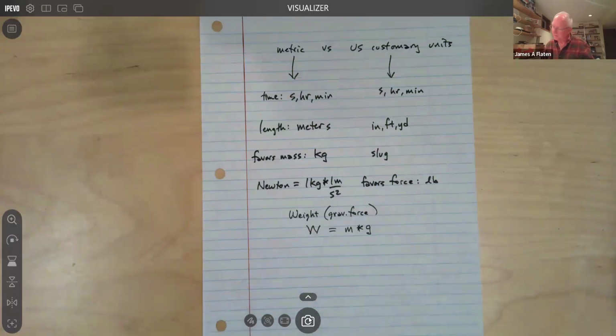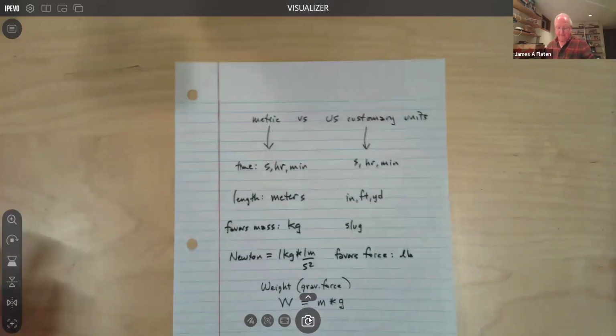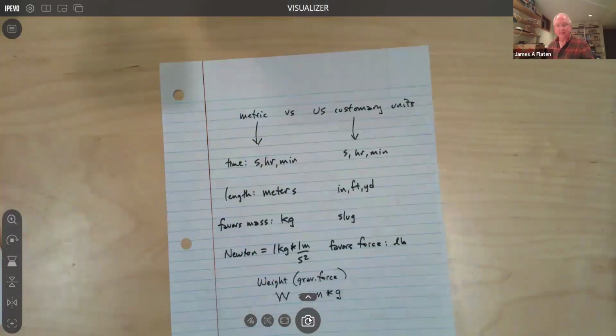The metric system really does do better by favoring kilograms, favoring mass, especially since Newton's laws tell you that mass is related to acceleration. And so mass is very often a very exposed thing in calculations. So finally, I want to do some calculations.